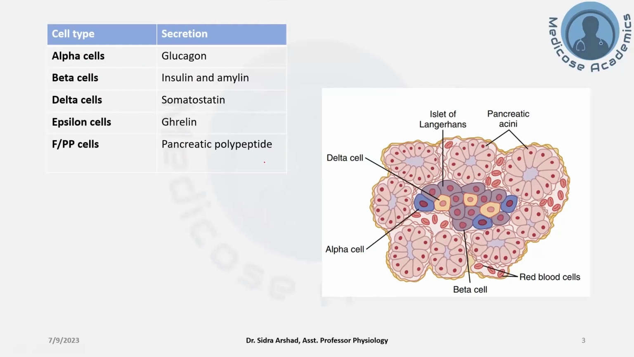There is quite an interesting interplay between these hormones. For example, somatostatin, which is released from the delta cells, inhibits both the alpha and beta cells. Similarly, insulin released from the beta cells can locally inhibit the release of glucagon from the alpha cells. So these cells are regulatory to each other as well.